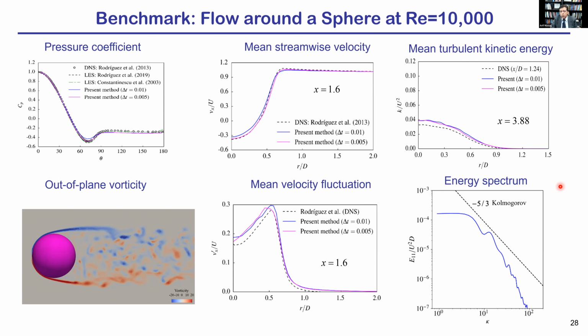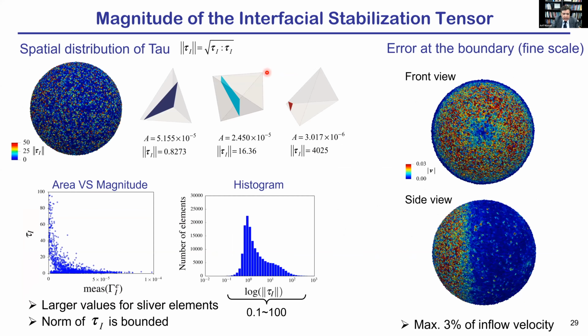In order to quantify it as a turbulent flow, we need to look at how energy decays from larger scales to smaller scales. We've plotted the energy spectrum, and it shows the minus 5/3 Kolmogorov rate of decay of the energy. We can also look at the magnitude of the interfacial stabilization tensors for the sphere case. Tau is inversely proportional to the area, and again for sliver elements, its magnitude increases. But as I mentioned to you, the value stays bounded.